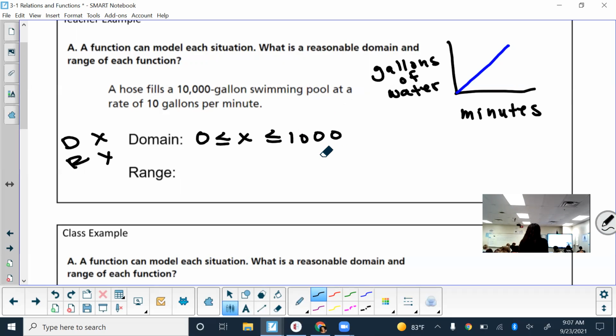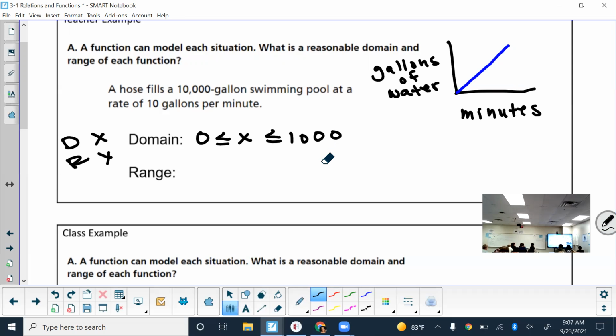All right, but would it have been reasonable to end at 1 million for the domain? No, that would be way too much. Now the endpoint we figured out by calculating it, but would it be reasonable to do way less than that, like 500? Right, that wouldn't be reasonable either. So this is a reasonable domain. It'll take about 1,000 minutes to fill it up.